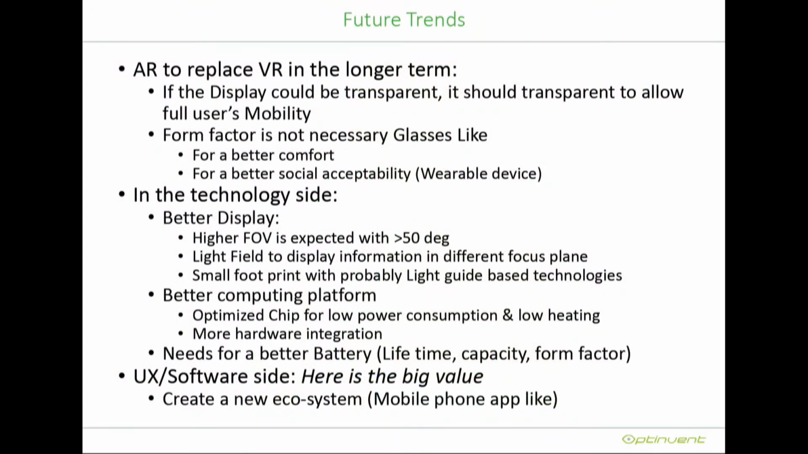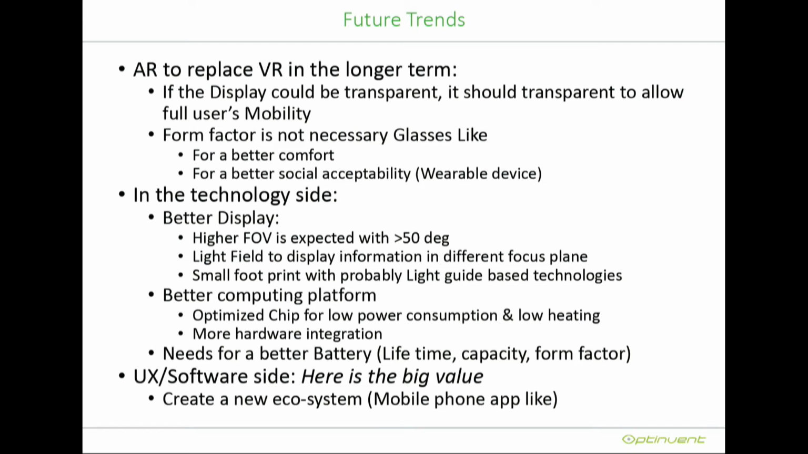So on the technology side, the trend today is to have a higher field of view. It's not only fashion, but a way to have larger content, especially in some applications like medical or gaming, and also to have what we call light field display. Light field is being able to focus at different distances. Today, when you wear the glasses, you see a plane located at one distance.